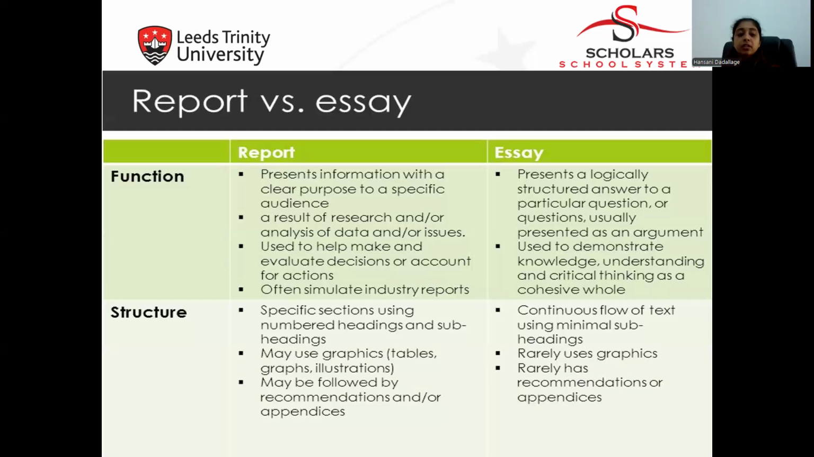And when we structure a report, it has specific sections using numbered headings and subheadings and may use graphs and illustrations along with recommendations. But when it comes to essays, that is a continuous flow of text using minimal subheadings, rarely uses graphics, and rarely has recommendations or appendices because it is written on a particular question or a particular area in general.